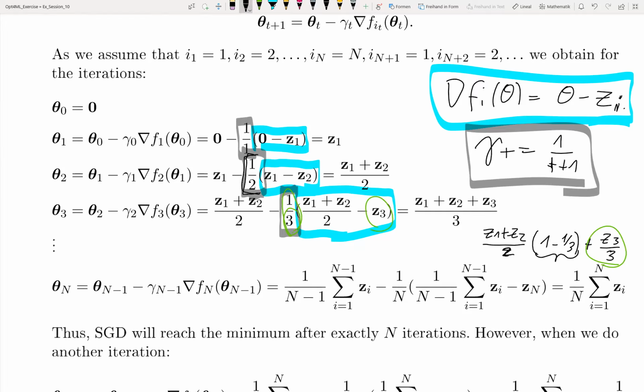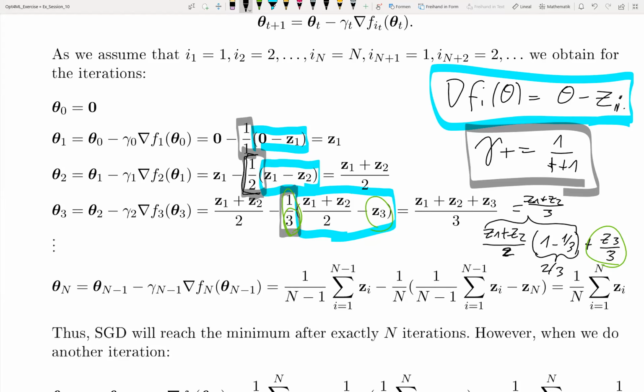And 1 minus 1 over 3 is 2/3. 2/3 times 1/2 is 1/3. So this thing is again z1 plus z2 divided by 3. We can add the z3 here as well, and we get again nothing else than the middle between z1, z2, z3.